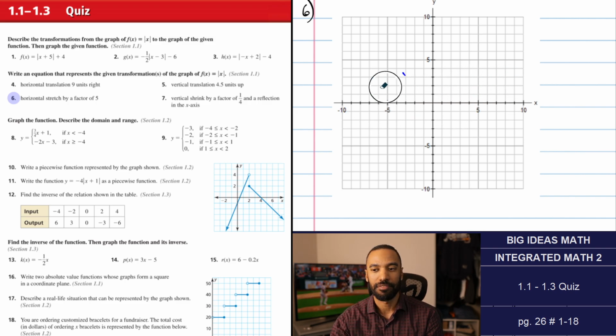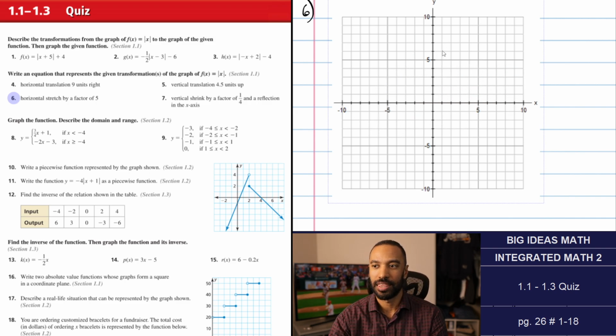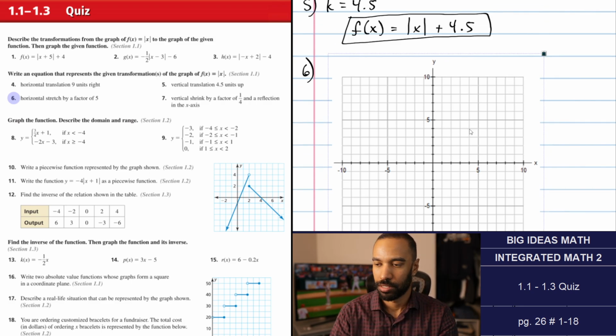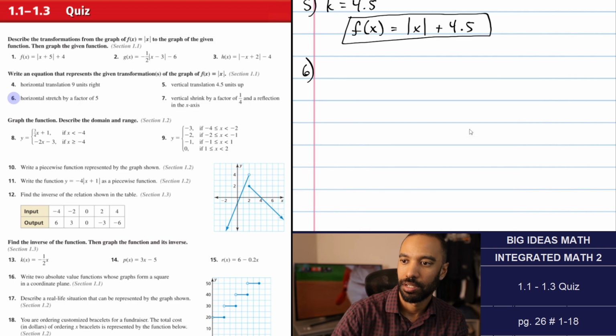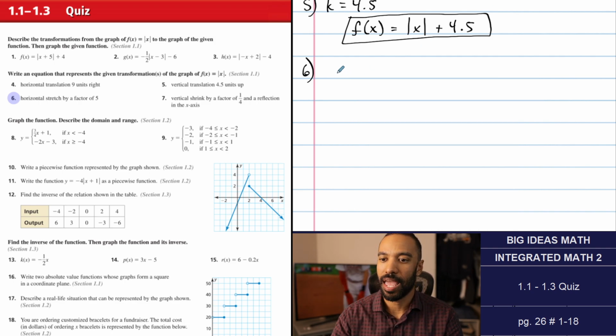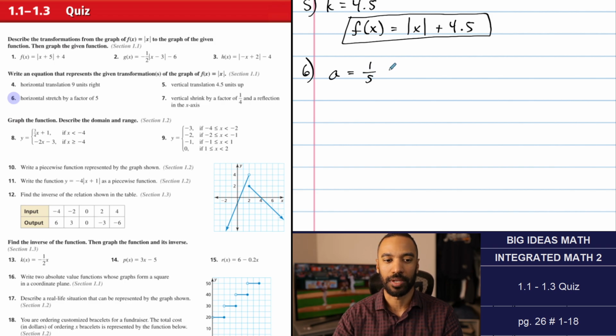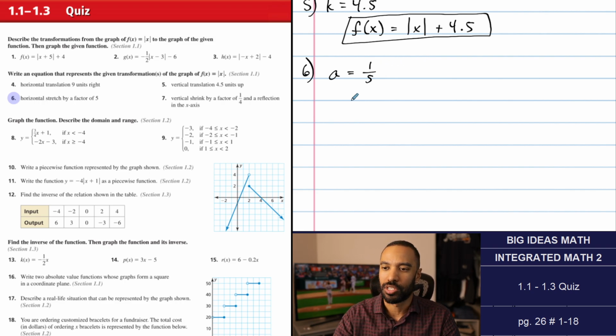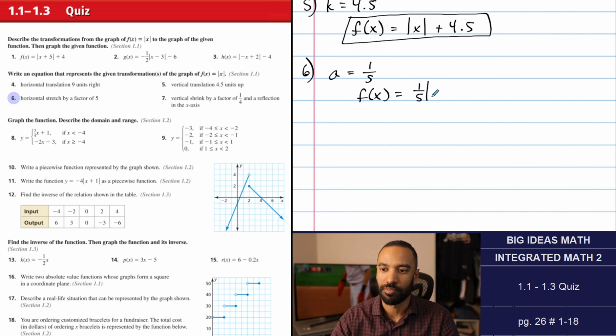So one version of this is still writing this with that in mind, which is an A value of 1/5. That's what gets you your horizontal stretch. So that's one version of this that we'd be looking at, which then gives you f of x equals 1/5 times the absolute value of x.